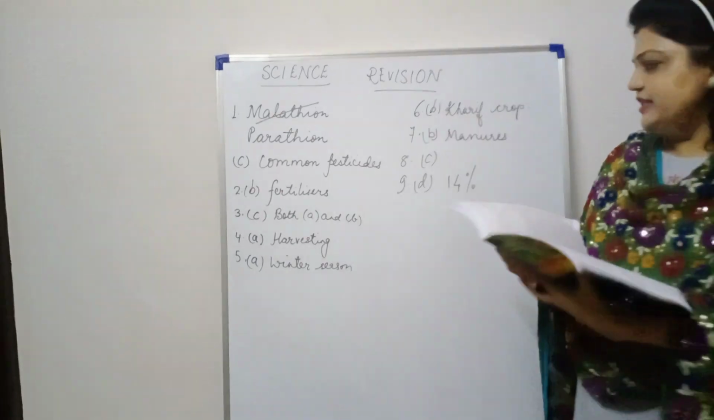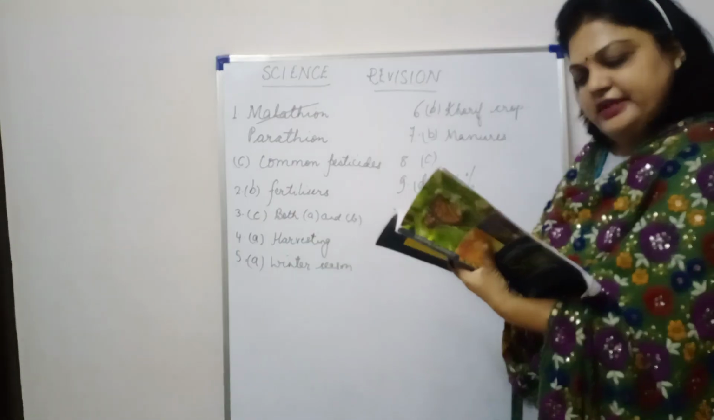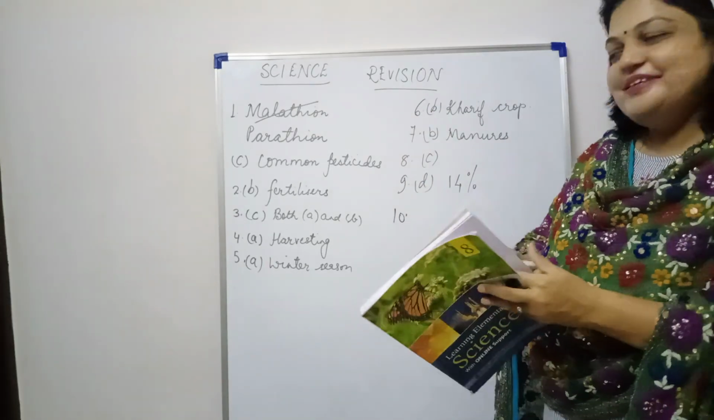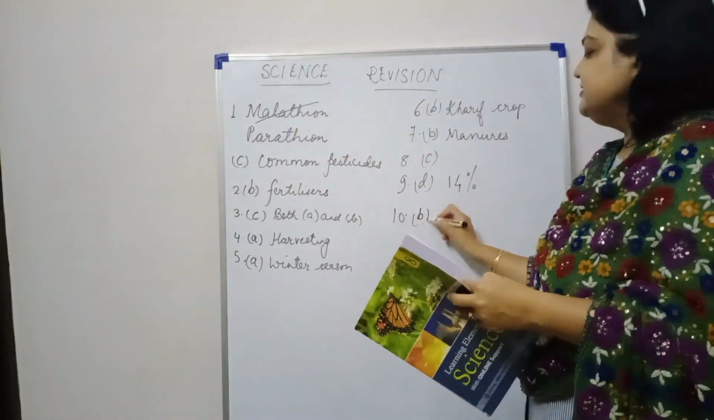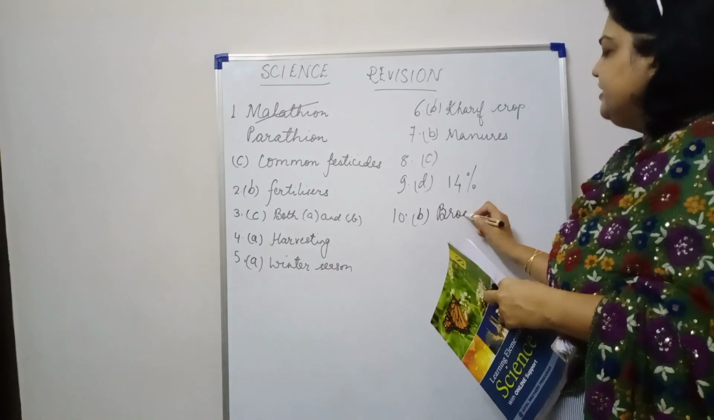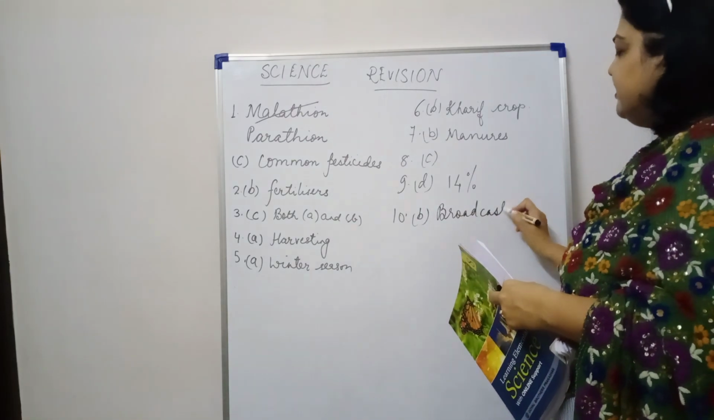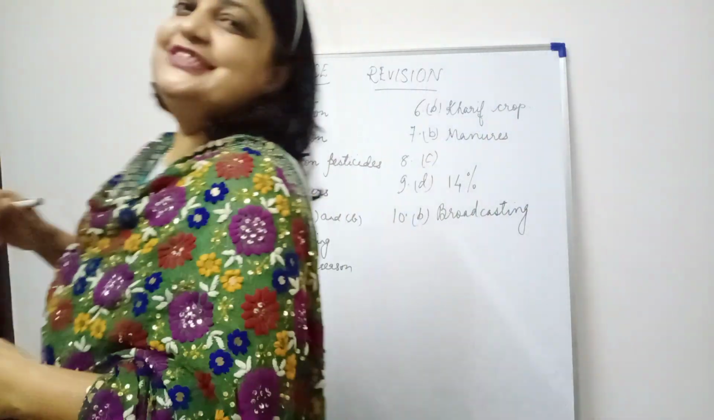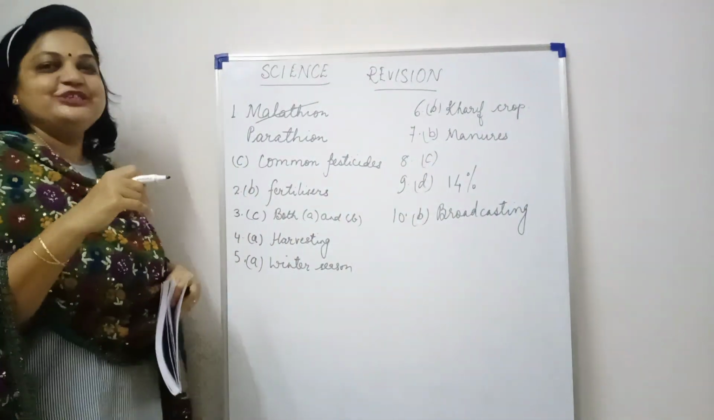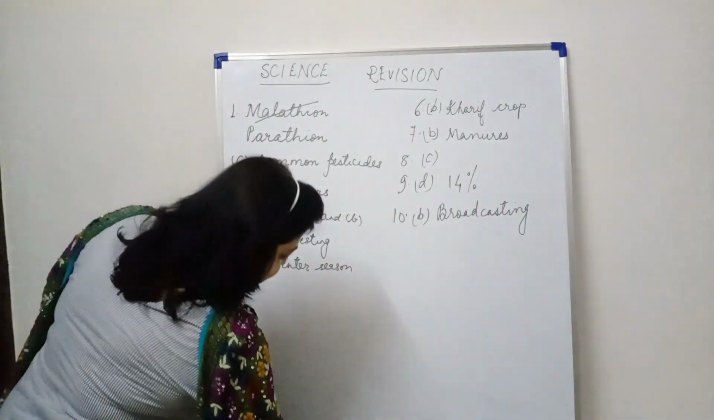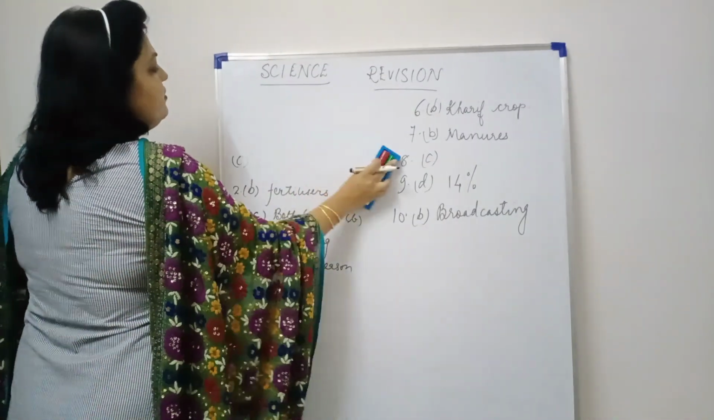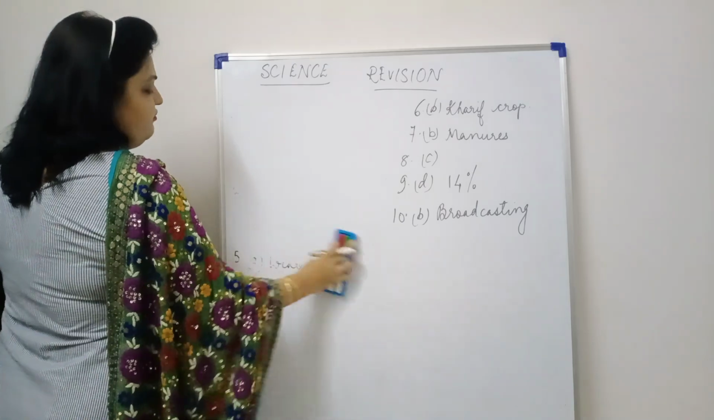Last one, 10th one. The practice of sowing seeds by hand is known as, yes, broadcasting. So it's B, broadcasting, which is the correct answer. So this was the first set of questions given in our book. That's multiple choice questions. Now let's switch over to the next type of questions, which are fill in the blanks.